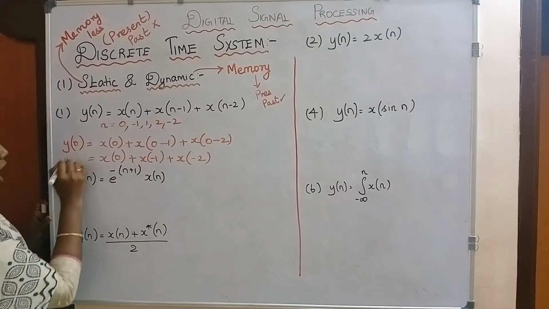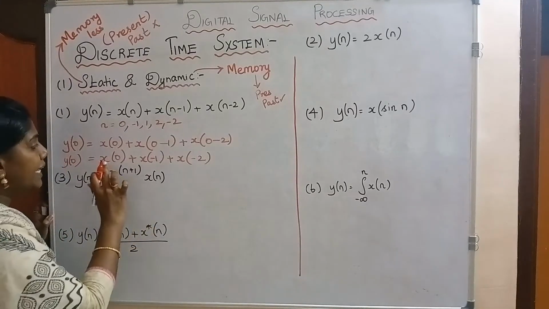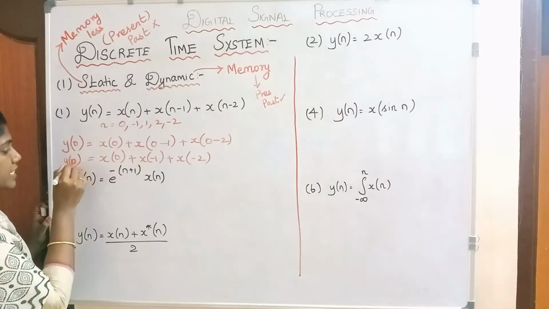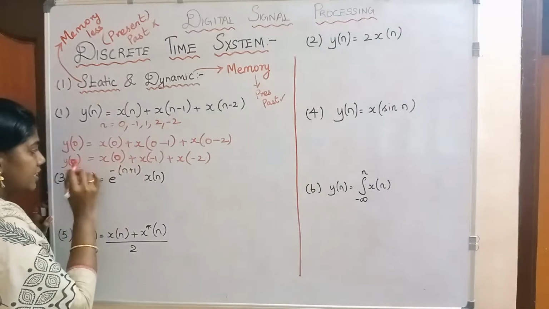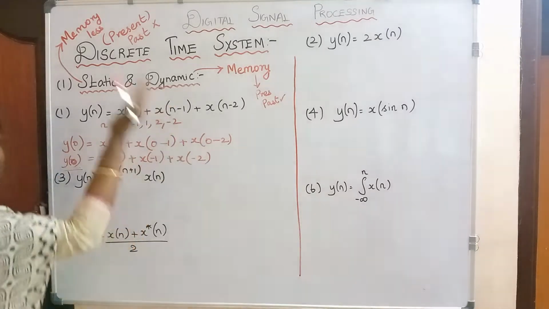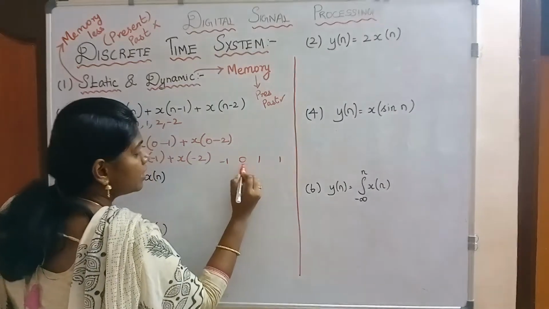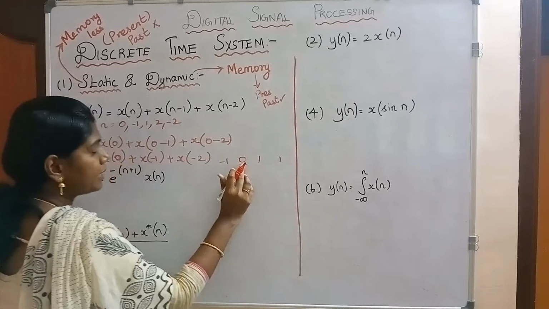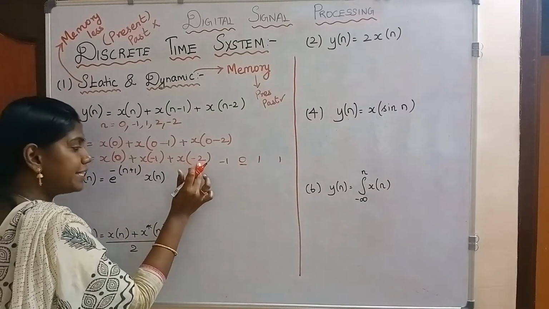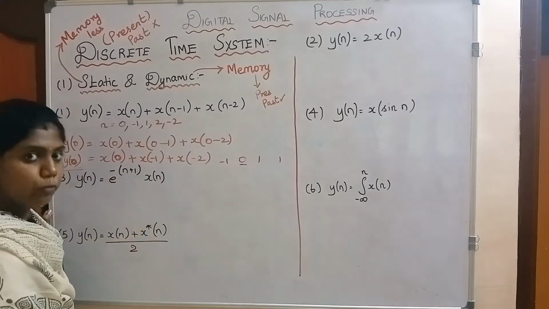See, y is nothing but the output, and x denotes the input, right? If you see here, the output at 0 depends on the present. 0 is present, and minus 1 is past to 0. Maybe in a graph it will look like this: at 0, the output is here. It depends on the present input 0 and it also depends on minus 1 and minus 2. So x of minus 1 and x of minus 2 denote past input values.